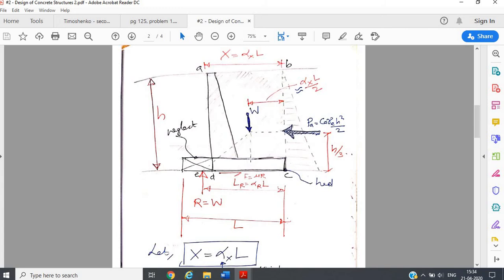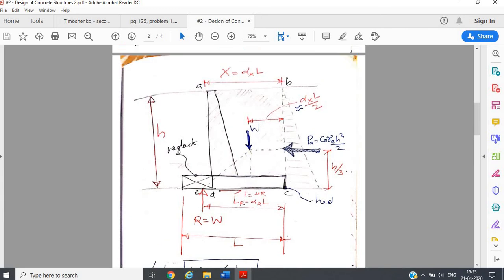You have a moment due to the total load W, and you have a moment due to the active pressure PA. So this moment is PA into H by 3, and that due to W is this total length LR, which is nothing but alpha R into L minus this distance. So this distance you can take approximately as half of alpha x L. Now it's not exactly the same because we discussed the concept of equivalent unit weight.